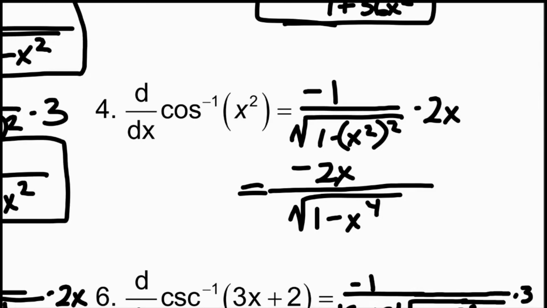Inverse cosine, I've got, in this case, inverse cosine of x squared. So it's -1 over the square root of 1 minus u squared, times du/dx. In this case, I didn't have a rational expression as my argument for the inverse cosine, so I don't have to do all of that complex fractions simplifying like I had to before. And this one, again, simplifies down pretty nicely.